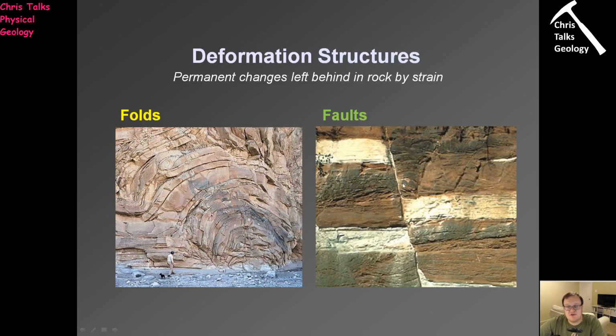So in the case of the brittle feature, you can see the rock has cracked along this plane here, which is called the fault plane, and the blocks have moved relative to each other. So you can see in this instance, this block here has dropped down relative to this block over here. So ductile deformation, brittle deformation.